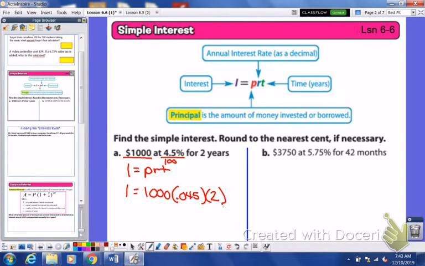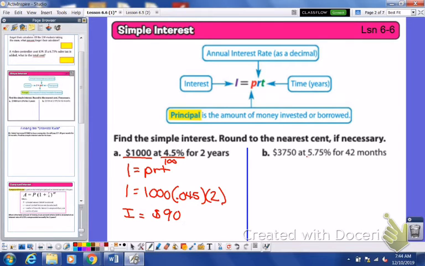Now all we have to do is substitute that into our calculator. 1,000 times 0.045 times 2 gives us $90 interest. So $90 exactly. Okay, part B, $3,750 at 5.75% for 42 months.